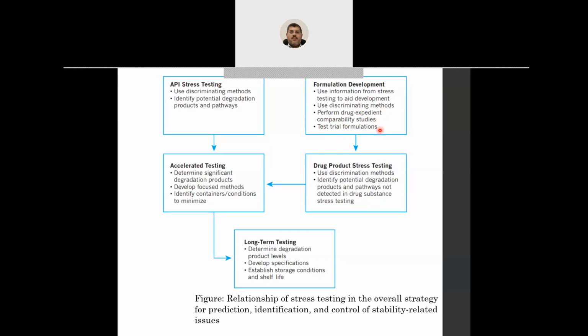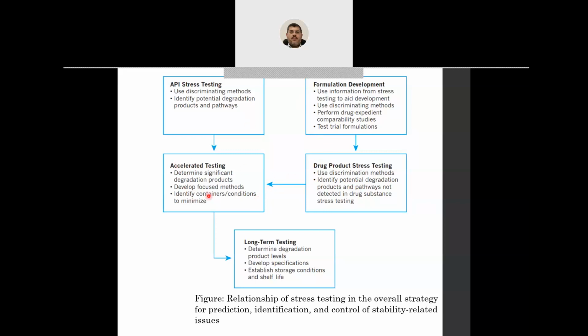And then I can also test a trial formulation, meaning there is a candidate formulation I finally want to test. So I don't want to wait for a long time. Maybe I can do stress testing. I see the results within 1 month. If it is impressive, then I can continue the normal procedures after this. Here also I can identify potential degradation products and pathways that are not detected in drug substance stress testing, because here the drug substance alone will degrade, but here there will be some reactions between the drug and the excipients. So you have more pathways that can be identified.